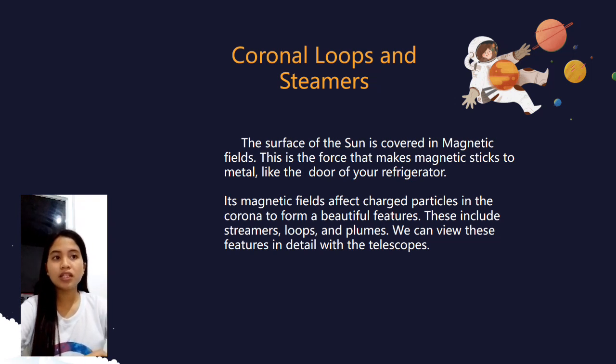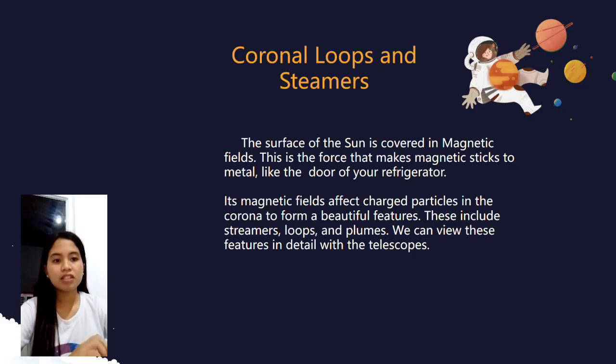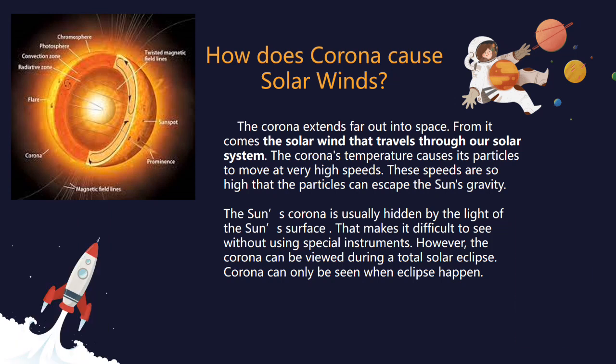Next are the coronal loops and streamers. The surface of the Sun is covered in magnetic fields. This is the force that makes a magnet stick to metal, like the door of your refrigerator. Its magnetic fields affect charged particles in the corona to form beautiful features. This includes streamers, loops, and plumes. We can view these features in detail with our telescopes.